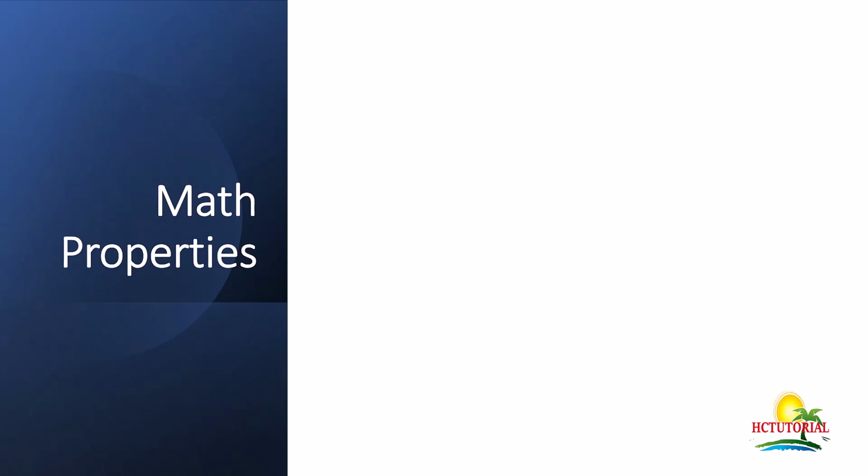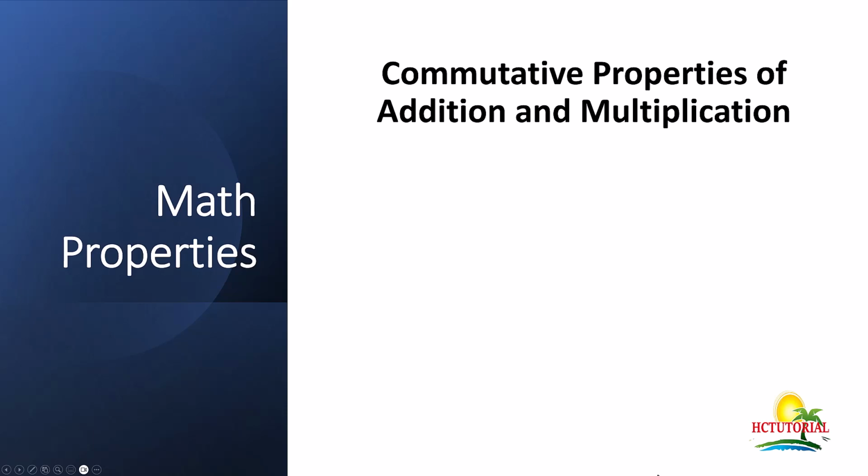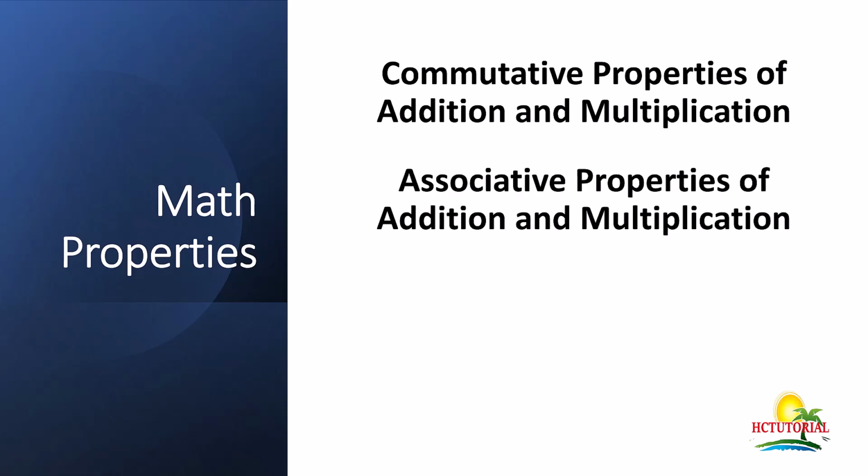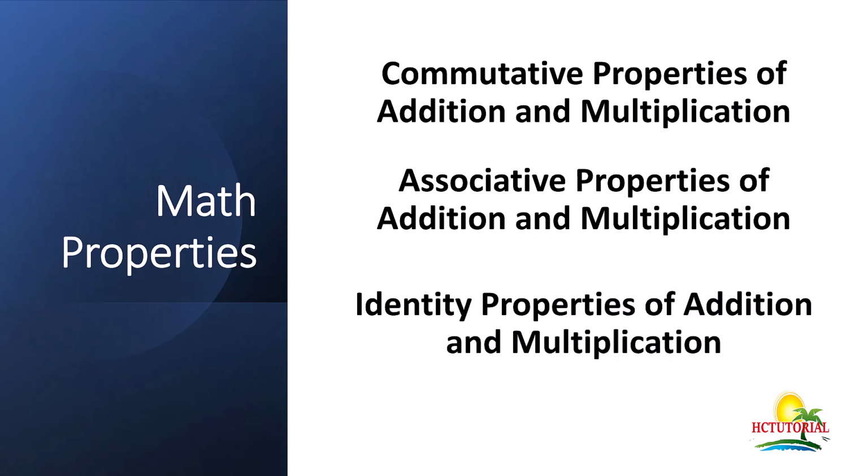Welcome to our series on math properties. In this tutorial, we'll be going over three properties of addition and multiplication. We'll discuss the commutative properties of addition and multiplication, the associative properties of addition and multiplication, and finally, the identity properties of addition and multiplication.